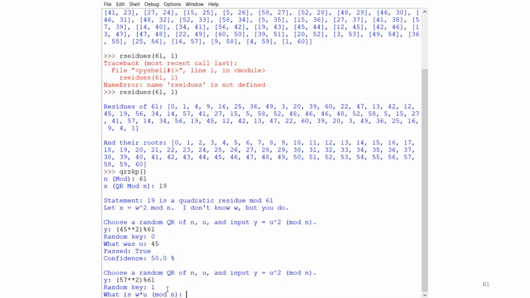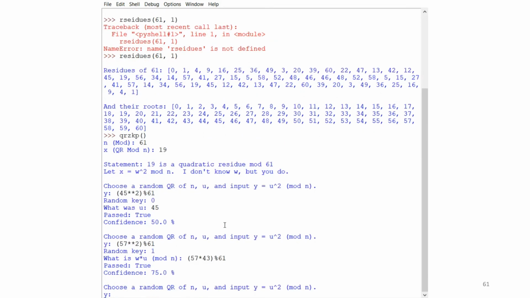We got a random challenge bit of 1, and so we have to give it the root of the original x, the original quadratic residue here, times the generator for the last one that we gave it, which is 57, times the generator for 19, which was, if we remember, 43. And don't forget to mod. And we passed again.